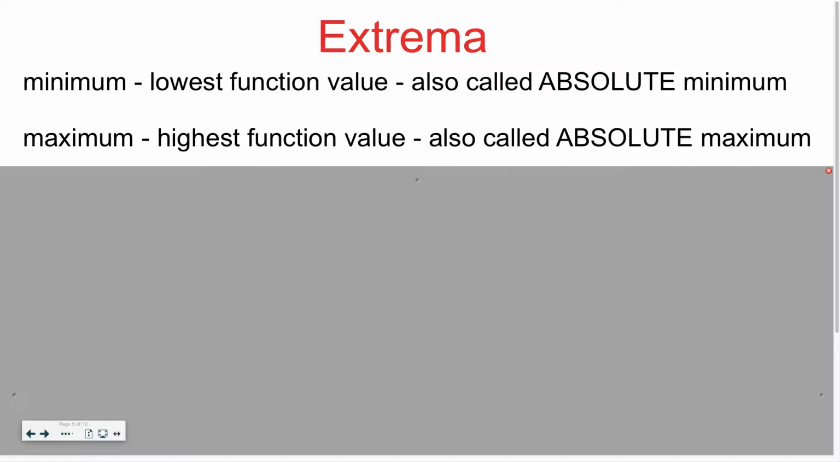Okay, so what we're going to talk about today are absolute minimums and absolute maximums. If I'm asking you for the minimum, usually I'll say absolute minimum. I'm asking you for the very, very lowest point on the graph. Vice versa, absolute maximum is the very, very highest point on the graph.